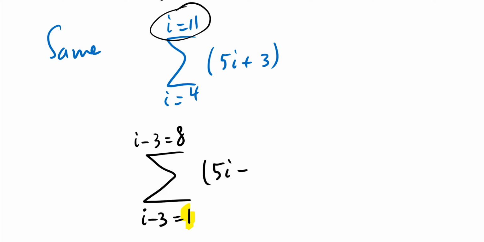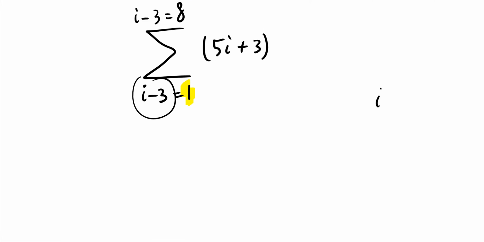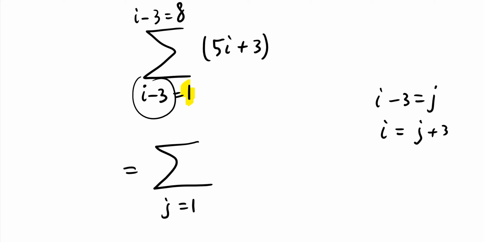Let's keep this the same for now. The next step, this is going to be j. So let this equal j. So this means i is going to be j plus 3. i is j plus 3. So let's see what that gives us. This goes from j equals 1 to j equals 8, 5 times j plus 3.